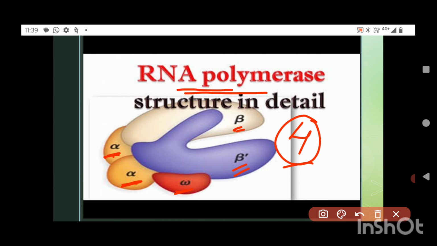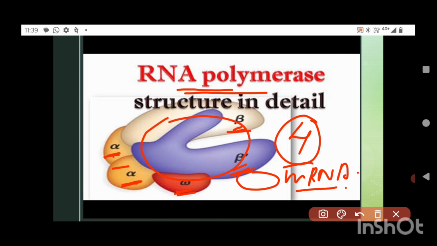In case of prokaryotes, RNA polymerase has 4 core subunits: alpha, beta, beta prime, and omega. Together they make up the enzyme responsible for transcription. So from DNA, when the mRNA is produced after transcription, this enzyme helps in the whole process. Okay, now our next question.